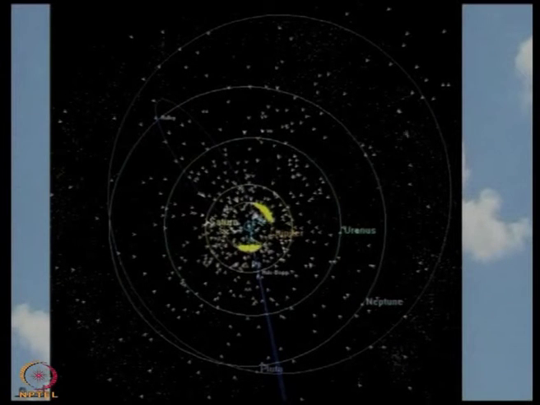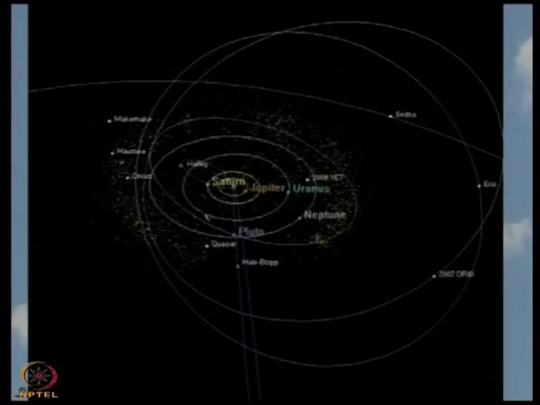Now, you also have these objects which lie beyond the Kuiper belt. These are part of what is called the scattered disk. Here two of them are shown. One of them is Sedna, this is Sedna, and this is Eris. And there is one more shown over here. These are all beyond the Kuiper belt, part of the scattered disk, and these are also quite massive objects.